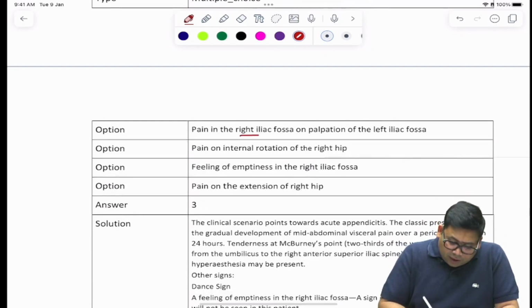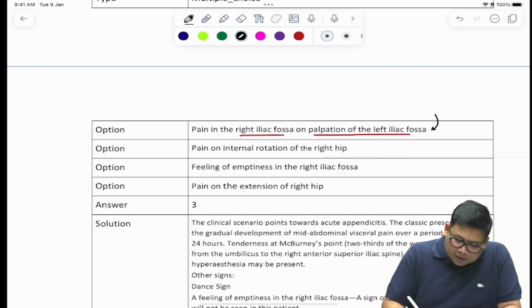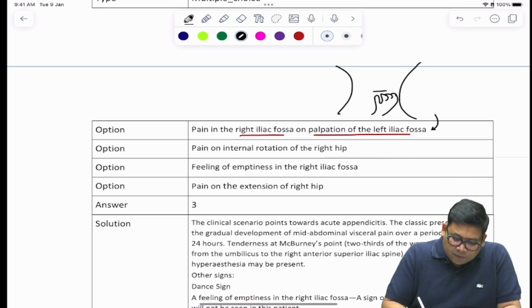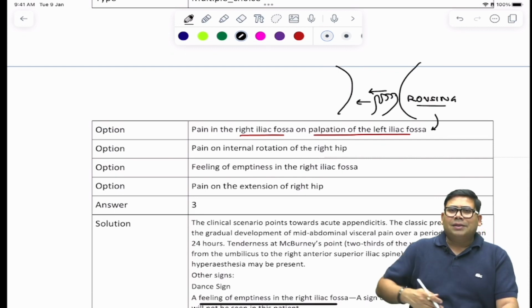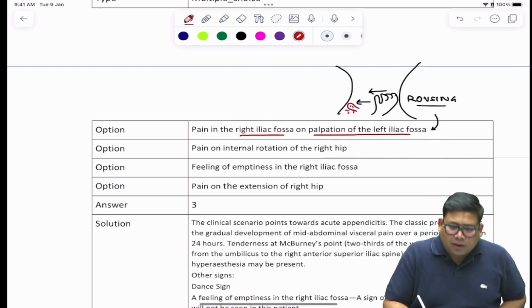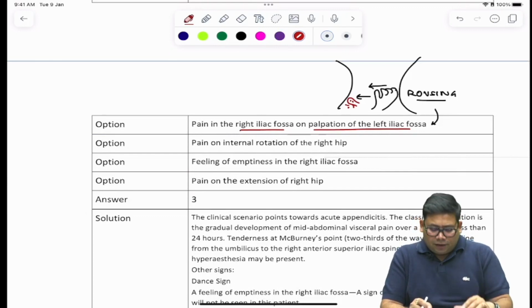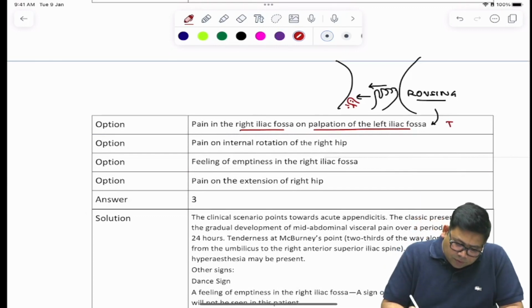Pain on right iliac fossa on palpation of the left iliac fossa. So whenever you press the left iliac fossa, there will be pain. Yes, there will be pain, and this is known as what sign, students? This is known as Rovsing sign. What happens when you talk about the Rovsing sign? When you press on the left iliac fossa, the viscera is more lateralized, and when viscera is more lateralized, the inflamed appendix comes in contact with the parietes, and that is why you have more specific pain over the right iliac fossa. So this is absolutely true.